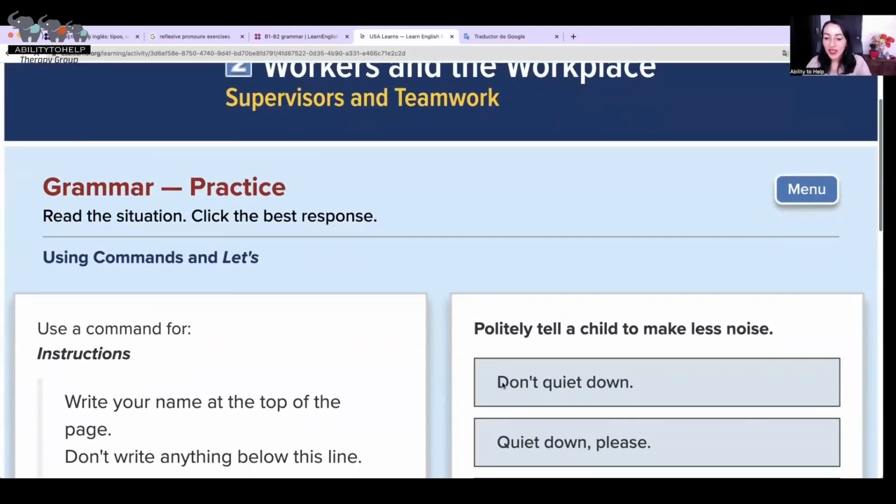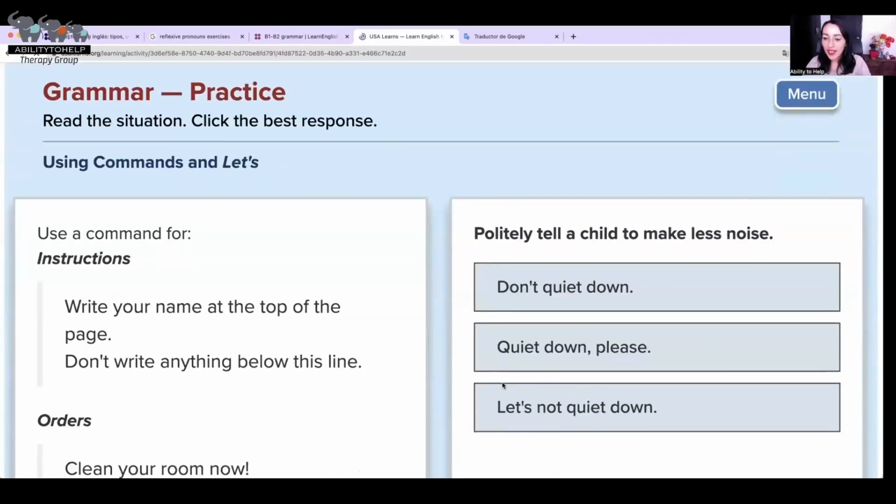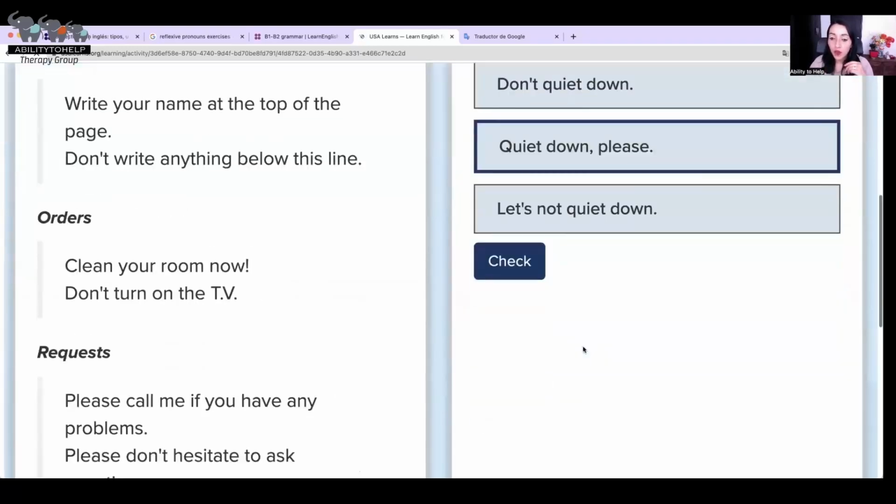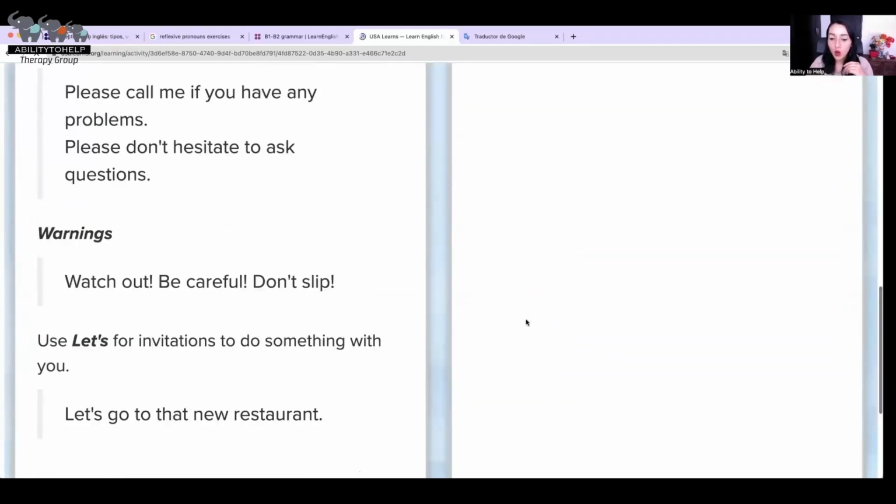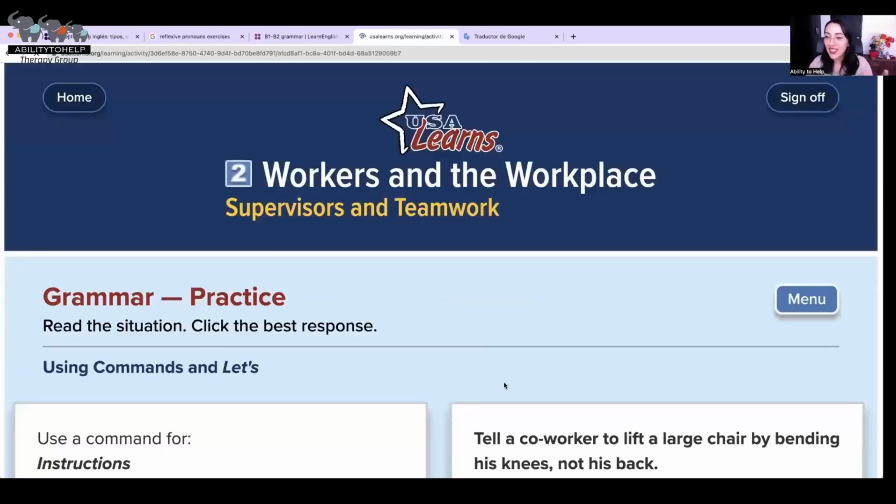Politely tell the children to make less noise. It's a little bit polite. So if you want to ask something politely, it's not an order, so you could say please. Quiet down, please. Don't quiet down. Let's not quiet down. The option is this one, because it has the word please on it.